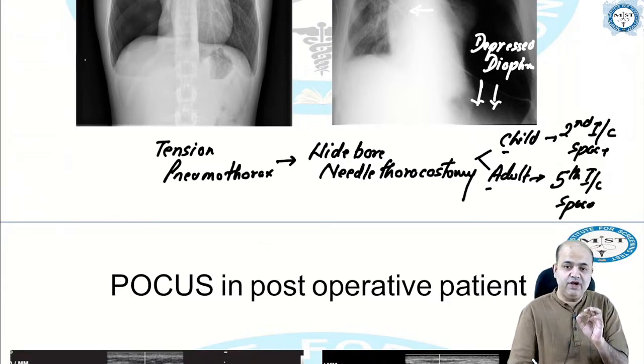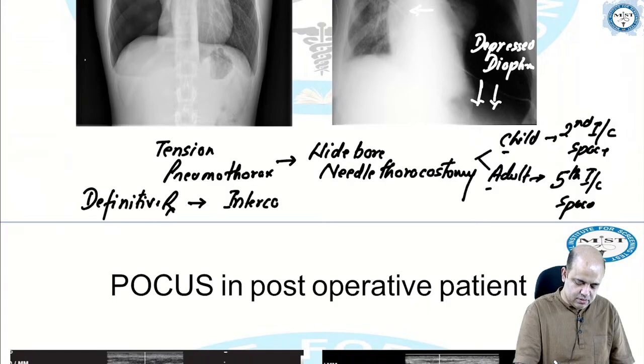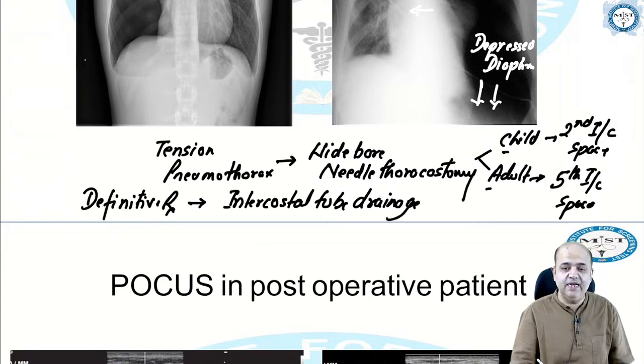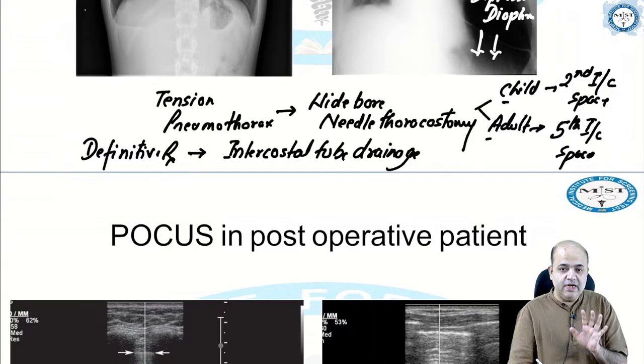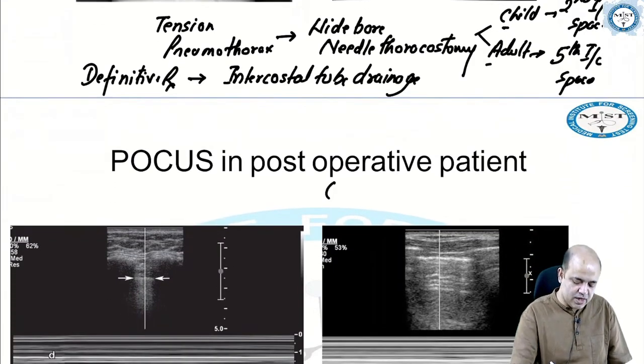But we have to remove the entire air. We need to do a definitive treatment, that is the intercostal tube drainage. We can also do bedside ultrasound for the diagnosis of the pneumothorax, and that is called an M mode ultrasound.